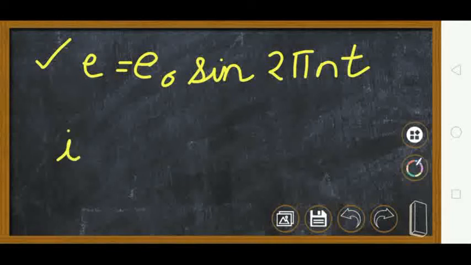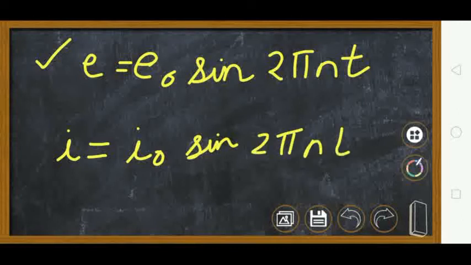In the same way you can find the current flowing by the formula I is equal to I0 sin 2 pi nt, where n and t have the same meaning and I0 is the maximum current. So by this and this formula you can find the EMF as well as the current at any point in the coil, given the maximum EMF and the maximum current, and the frequency of the rotation of the coil. So this completes your AC current.